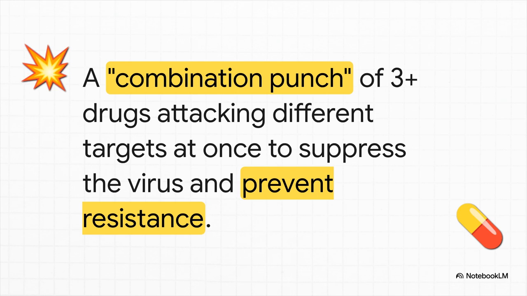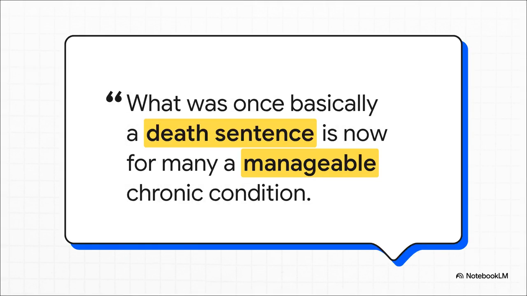But the real breakthrough? It came from combining these weapons. It's a strategy called highly active antiretroviral therapy, or HAART. It's a combination punch that uses a cocktail of 3 or more drugs at the same time. By attacking the virus from multiple angles at once, it becomes incredibly difficult for it to mutate and develop any kind of resistance. And the impact of this approach, it has been nothing short of miraculous.